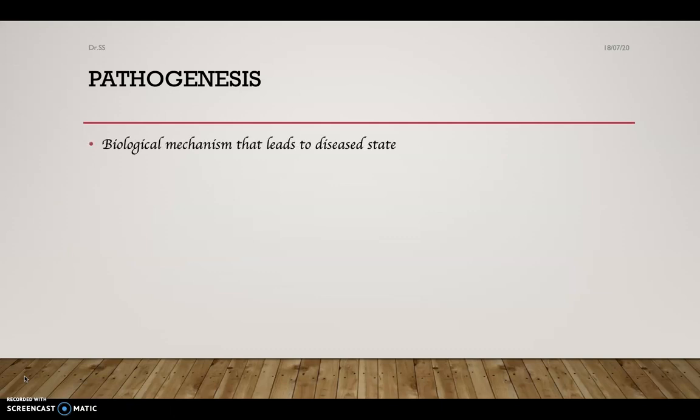And pathogenesis. Pathogenesis is the biological mechanisms which lead to the diseased state. By means of this we can understand the origin and development of the disease. It may be acute, chronic or recurrent. Acute means the onset of disease is over a very short period, chronic means lifelong or a long period, and recurrent means once we have overcome that infection, it has a chance to arise again.